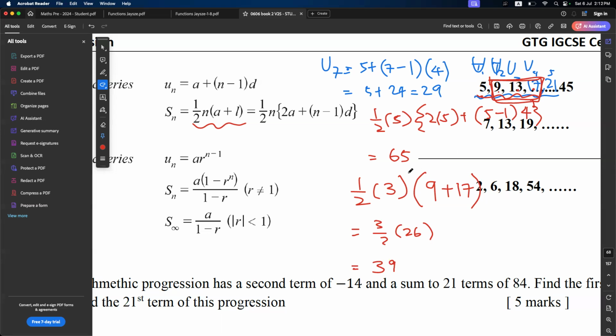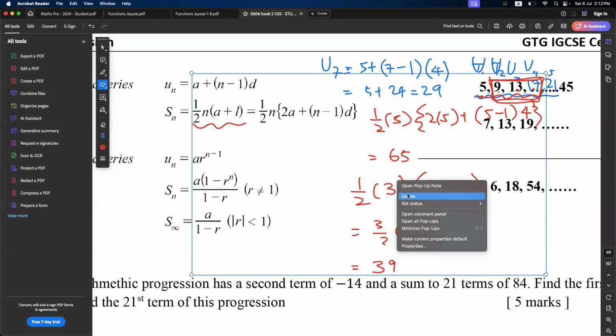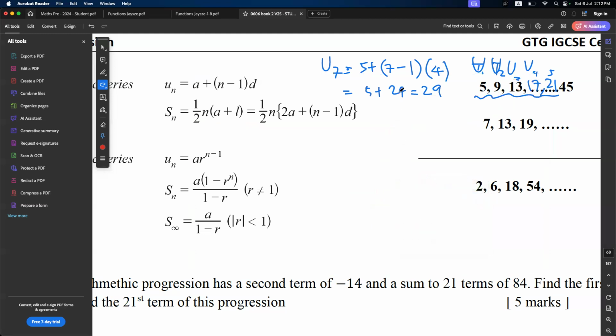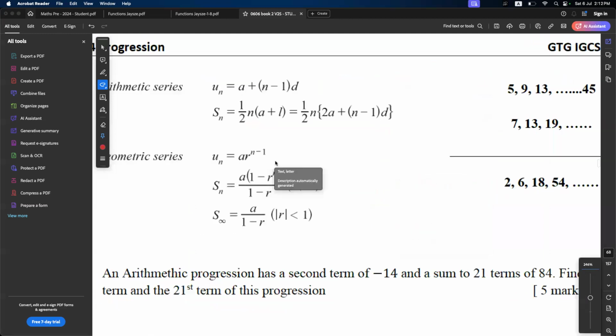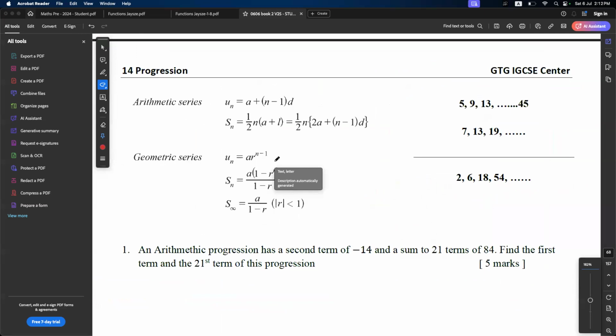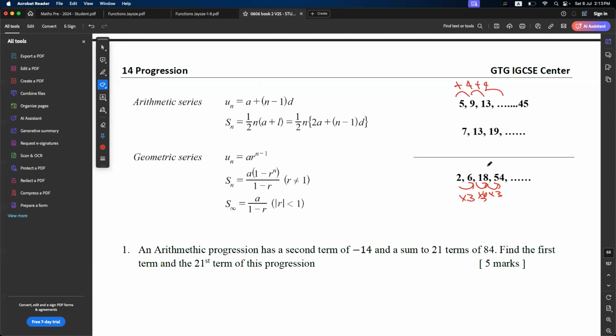Okay? Now, I'm going to explain the next part. Look guys, the next part here is your geometric series. Geometric series is when they have a multiplier, by multiplier, by multiplier. So in this case, the multiplier here is times 3, and then times 3 here, right? Just now it was plus, plus, plus 4, plus 4. But in the geometric series, the difference is always a multiplier. You multiply them.